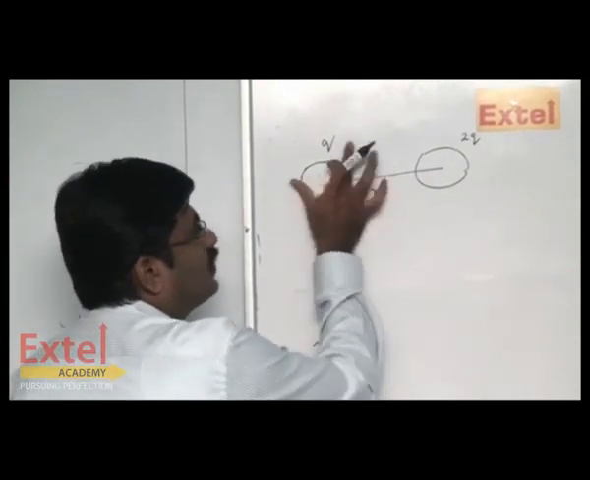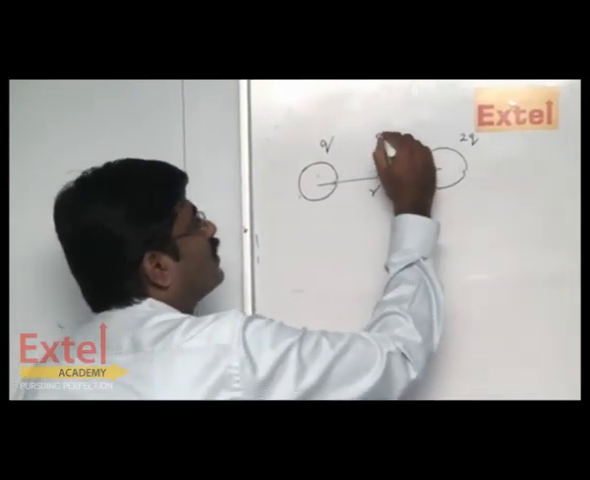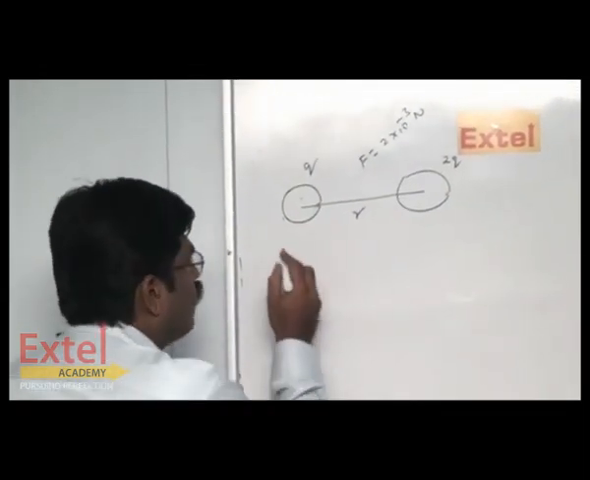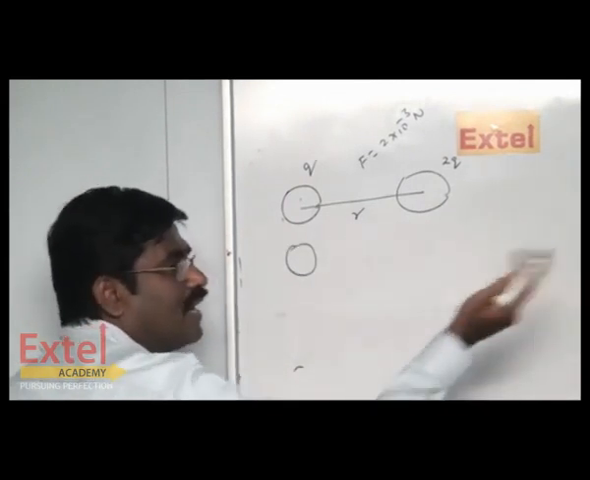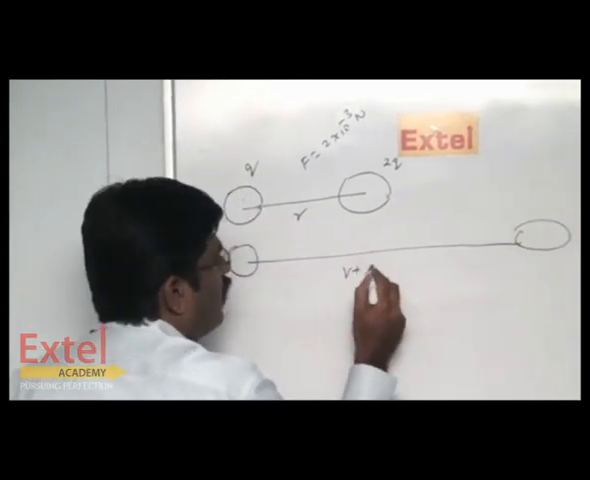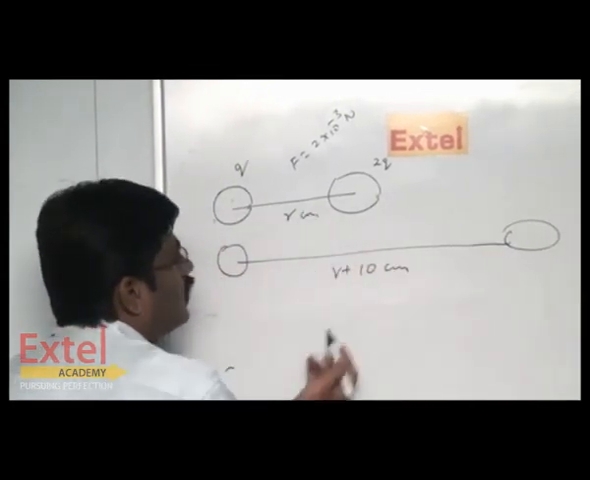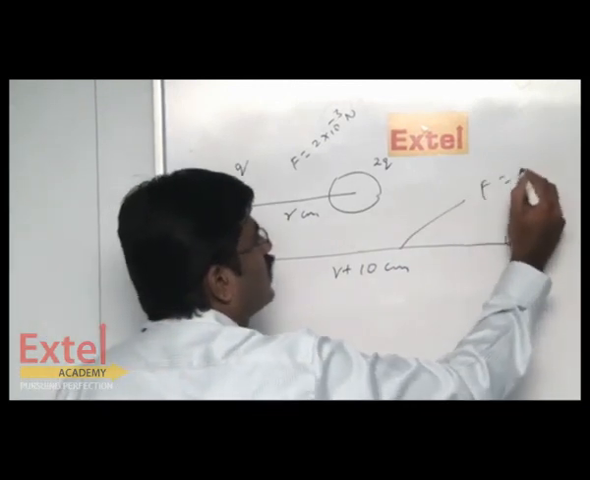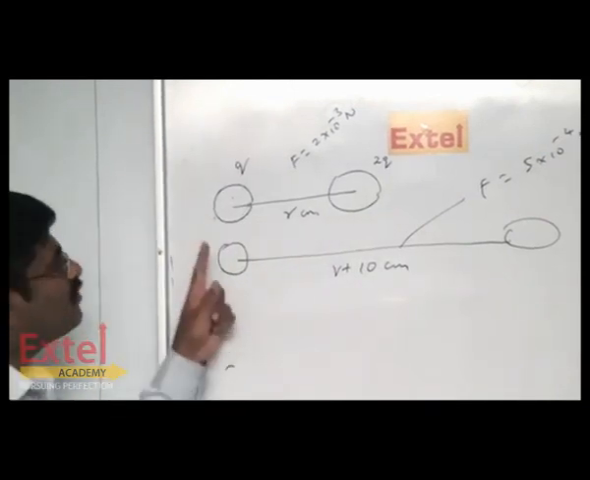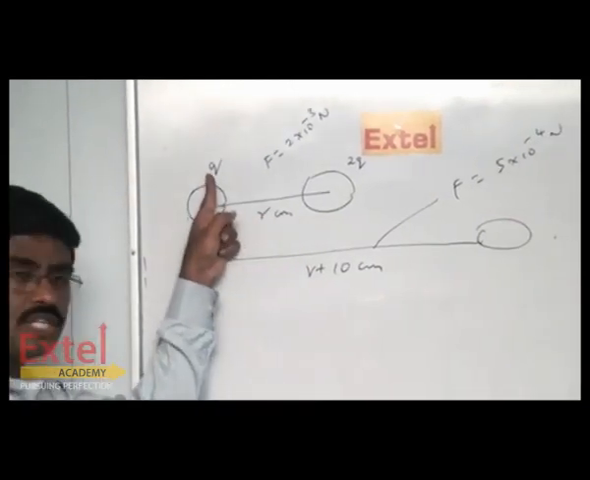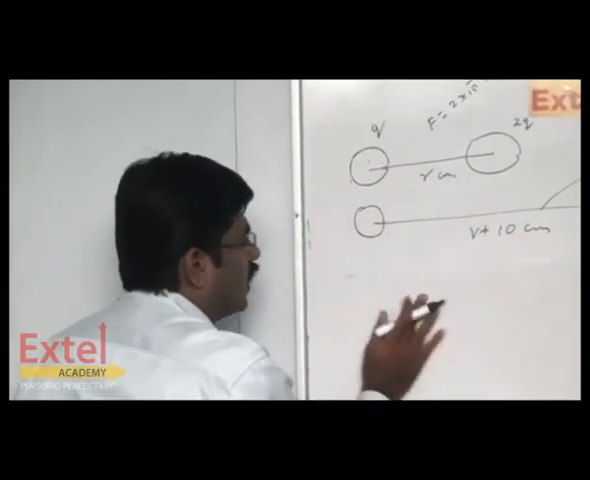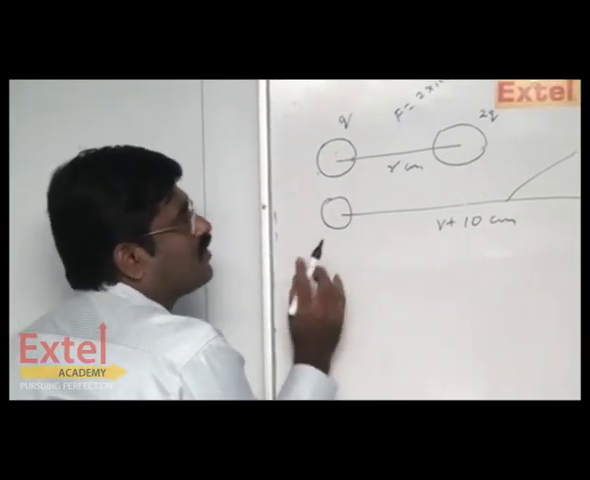Since both of them are positive charges, the force of repulsion is equal to 2 into 10 to the power minus 3 Newton. But if one of the spheres is moved by another 10 centimeter, so it becomes R plus 10 centimeter, then the force of repulsion decreases to 5 into 10 to the power minus 4 Newton. Then we have to calculate what is R, and what are Q and 2Q. Very simple. Now for this first structure, you can apply the force of repulsion.